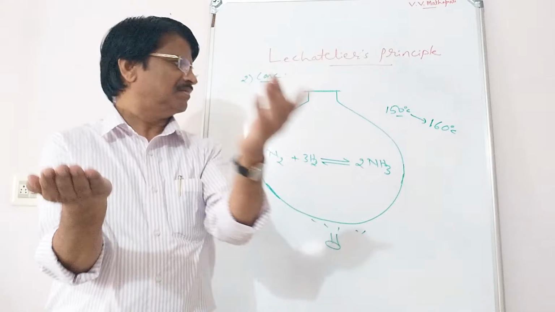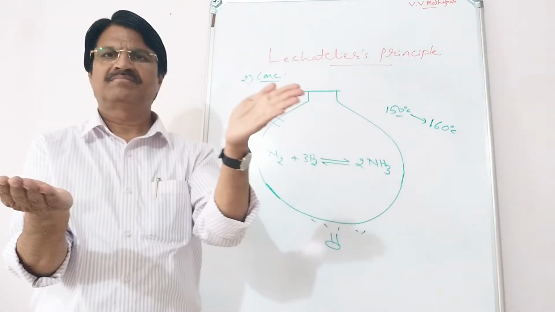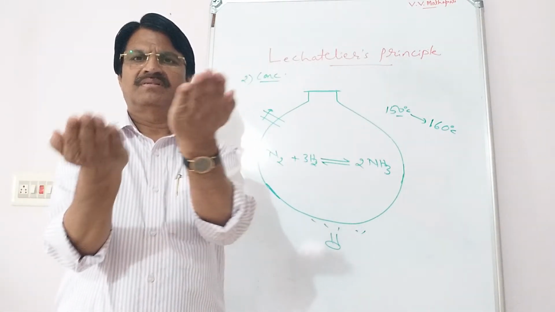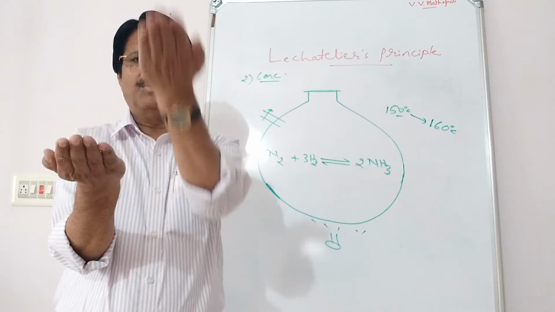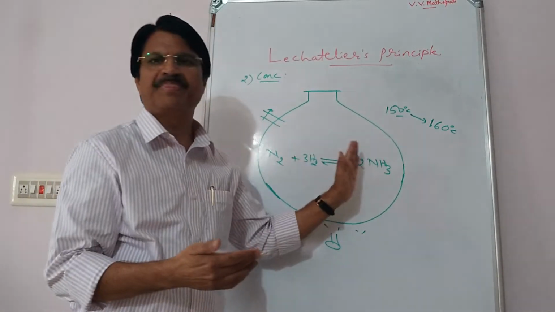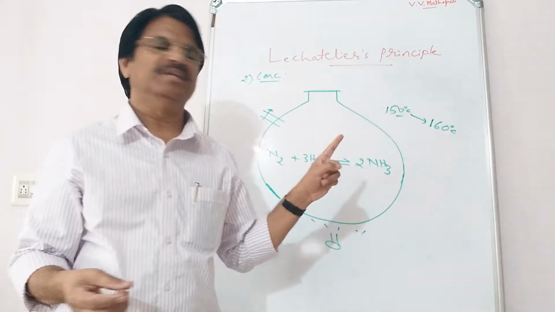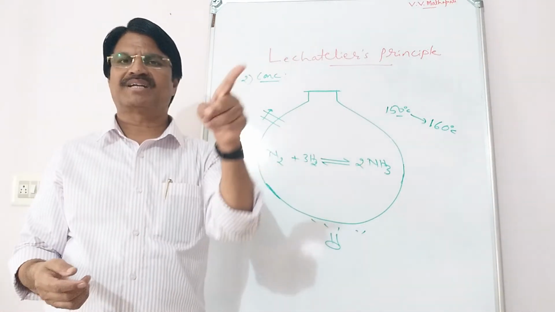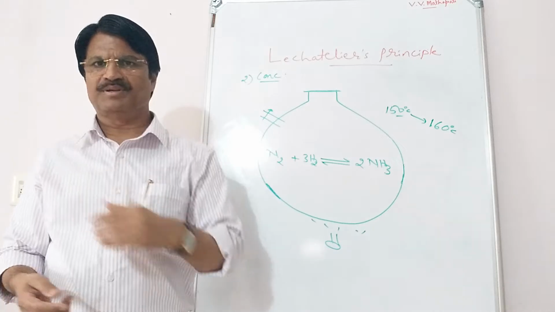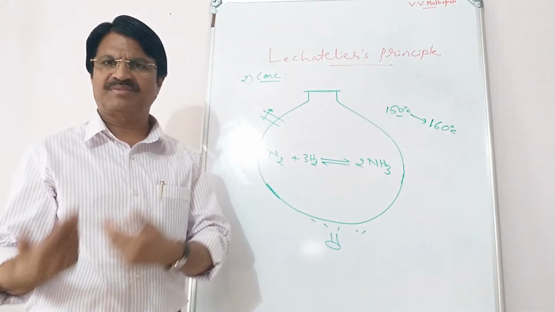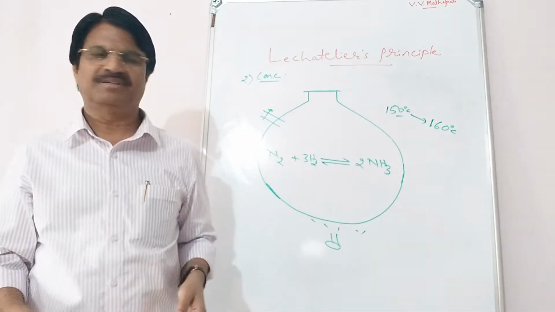Next, ammonia concentration should decrease, but how does it decrease? By decomposing. It decomposes more and more to give N2 and H2. Therefore, if you increase the concentration of product, the backward reaction is favored. Decrease the concentration of reactant, the backward reaction is favored.